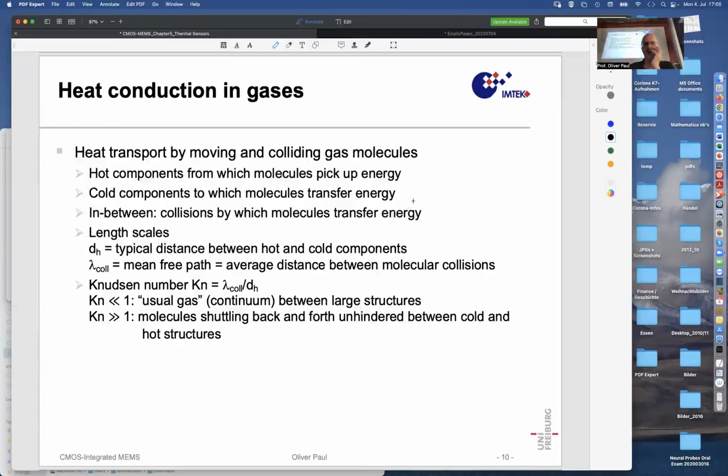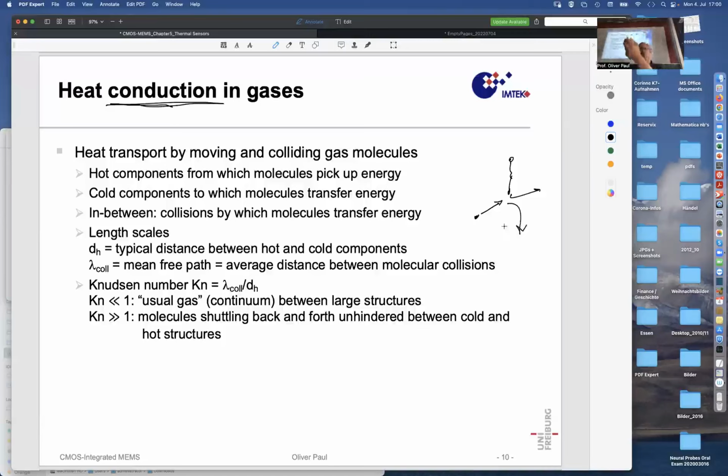Let's not talk about the motion thing, but only about the conduction at the moment. Conduction means stationary gases that have different temperatures at different locations. And now the heat transfer in such gases depends on the length scale, because a gas molecule will fly for a certain distance before it collides with another gas molecule and changes direction.